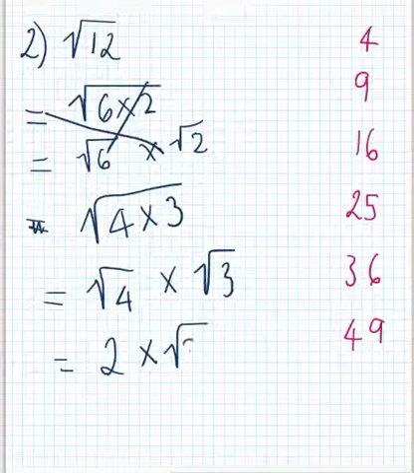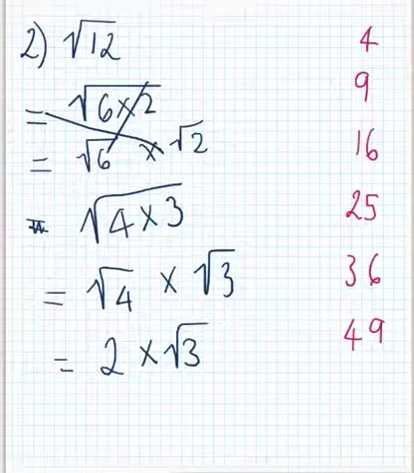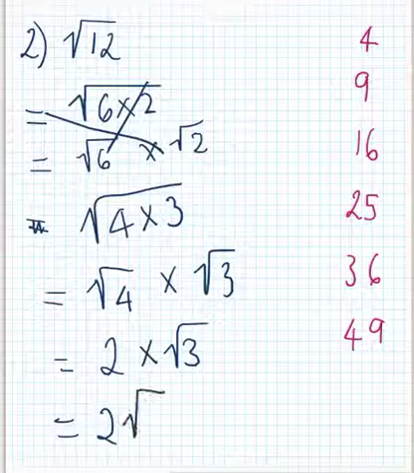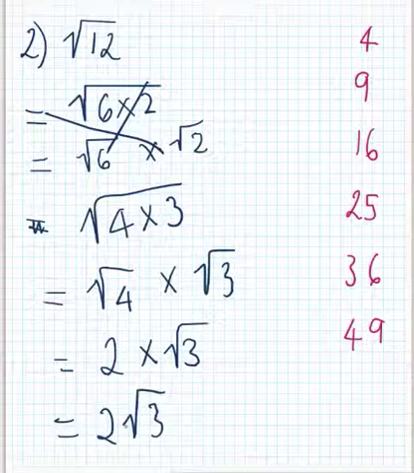That radical sign is still there. It hasn't gone away. 3 is not a perfect square, so we can't simplify it. But what I can do is have 2 square root of 3. That times is just sitting here, but it's invisible. And that's our final answer.